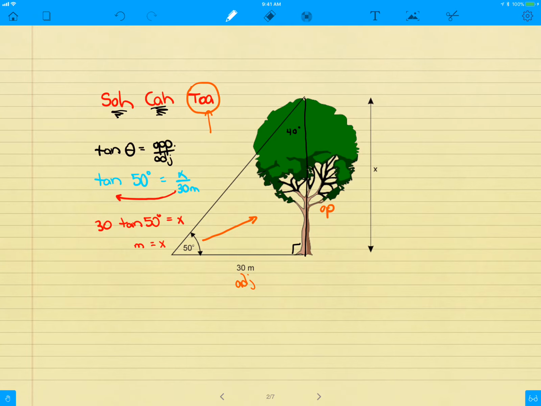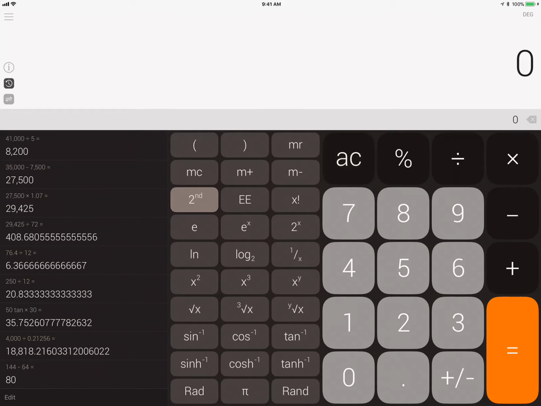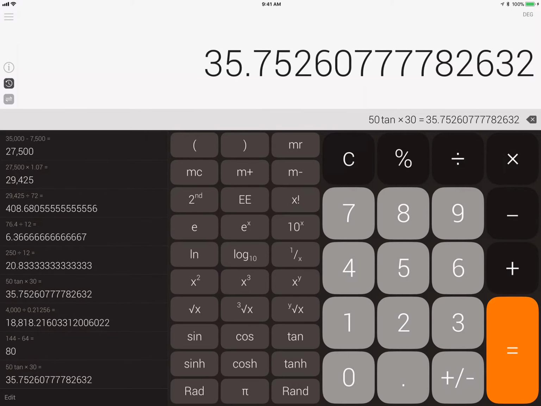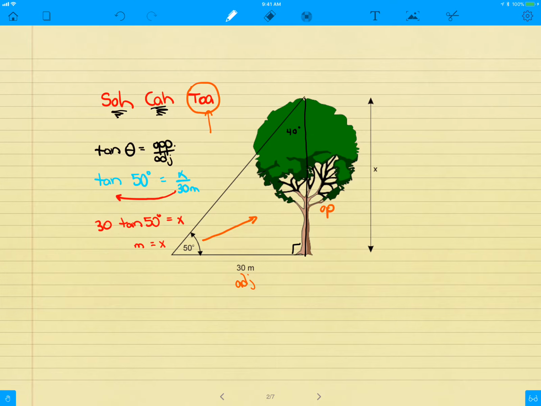But my calculator is non-menu driven. So I'm going to type in the 50 first, then hit the tangent key. The tangent key is right here. So I get 1.19, and then I'm going to take that times 30 meters. And this tells me my answer is 35.75. So if I go back to my picture here, my answer is 35.75 meters.